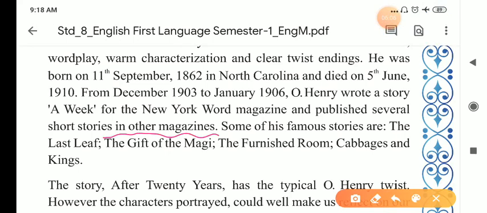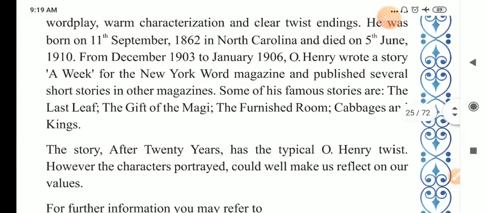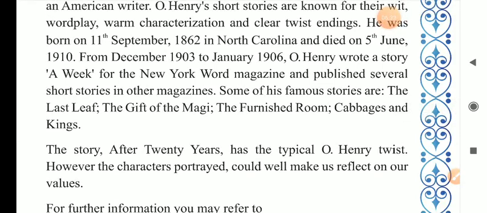Some of his famous short stories are The Last Leaf. Keep it in your mind that this Last Leaf will be there in your syllabus in 9th standard. The Gift of the Magi, The Furnished Room, The Cabbage and the Kings. These all are fantastic, well-known and renowned short stories throughout the English literature.